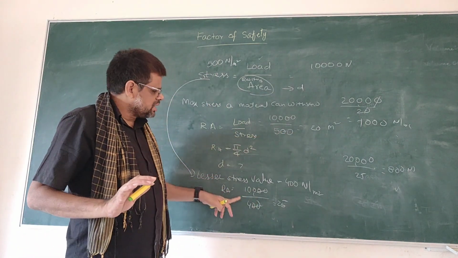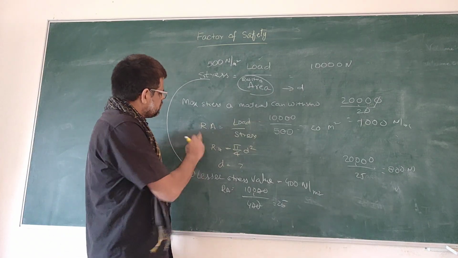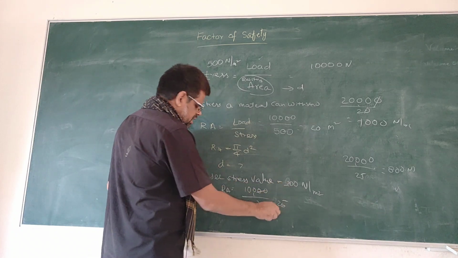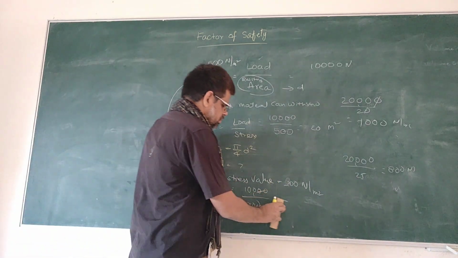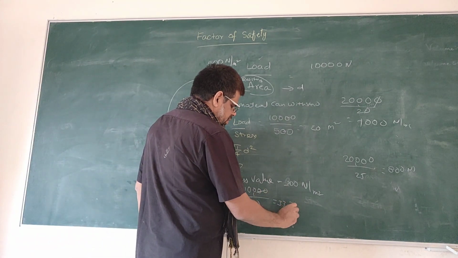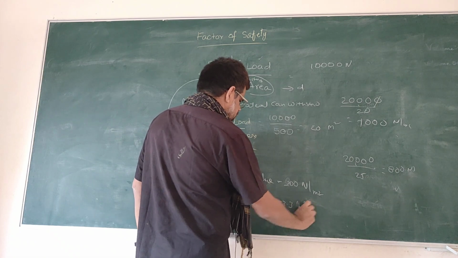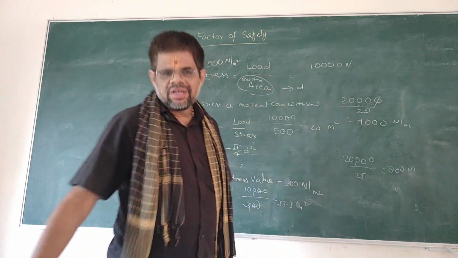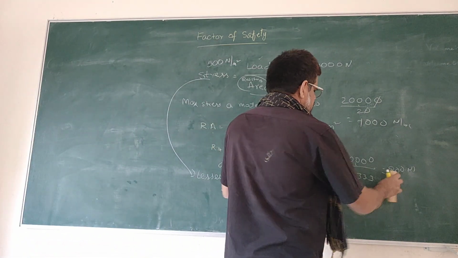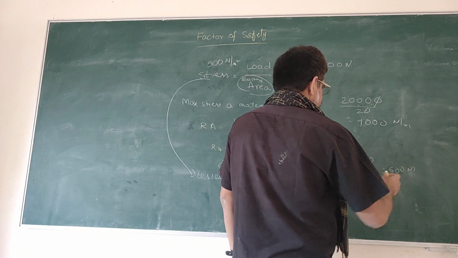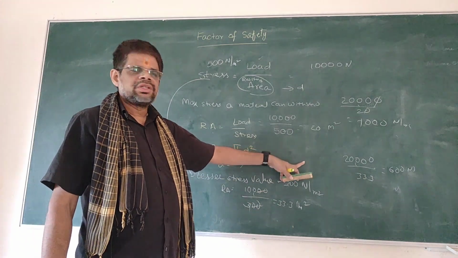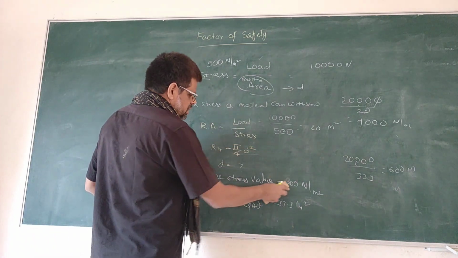That means you still have to choose a lesser value. So 400 is not okay. Let me take 300 here. Now what is the resisting area in this case? 33.33 square meters. Now substitute here. If the load is 20,000 by 33.3, it is 600. It reduced further, but this is also not sufficient. Then I will choose a somewhat lesser value. So let me take 250.